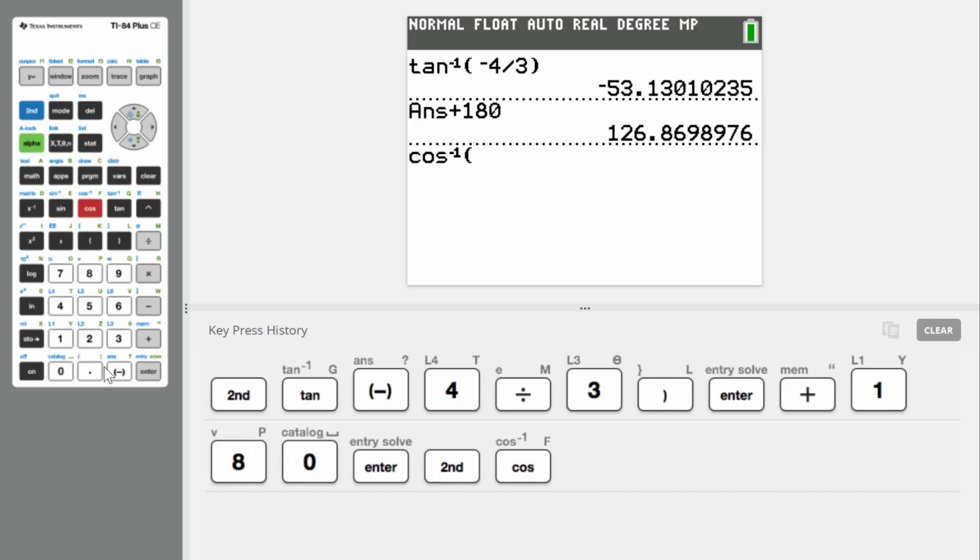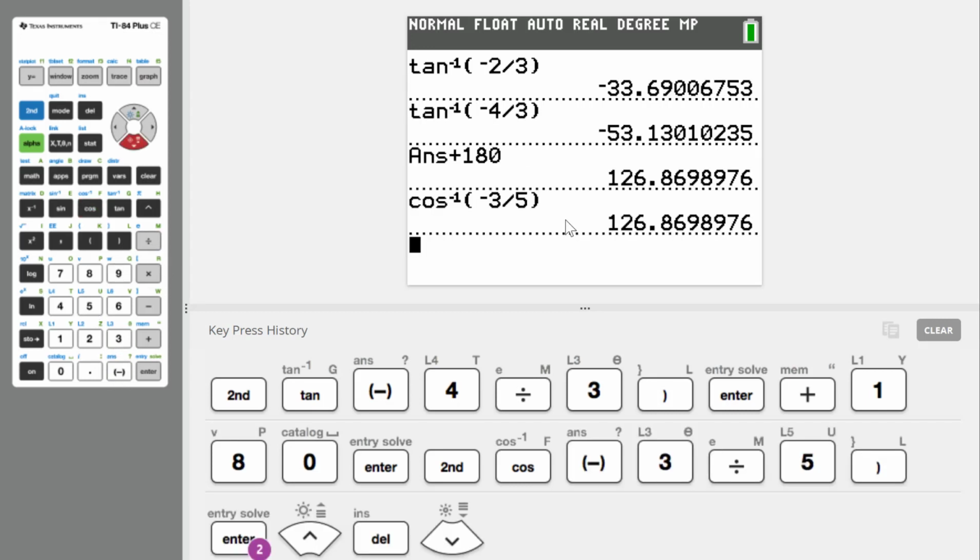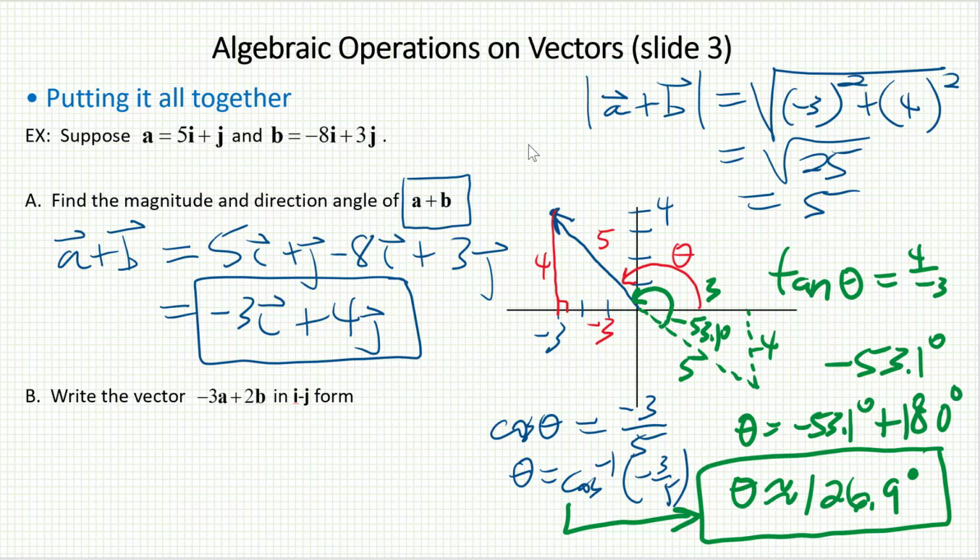It's going to give me the second quadrant angle that I want. Let's verify that. So cosine inverse negative 3/5. And you can see I get the same thing, 126.9 degrees. When you leave the first quadrant, you have to think about the restrictions on those inverse trig functions so that you can make sense of what the calculator is telling you.